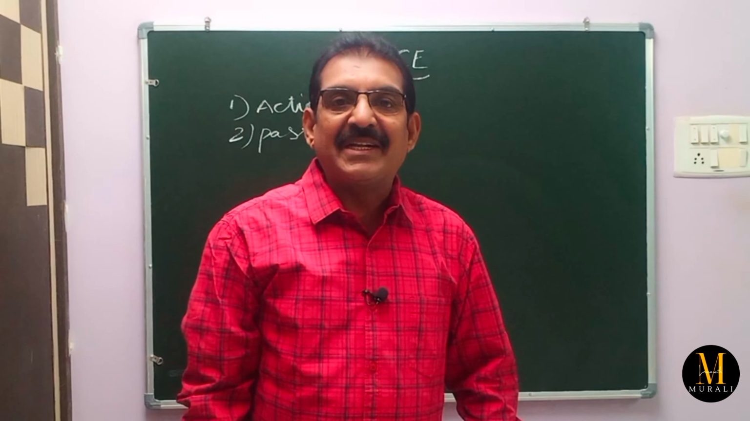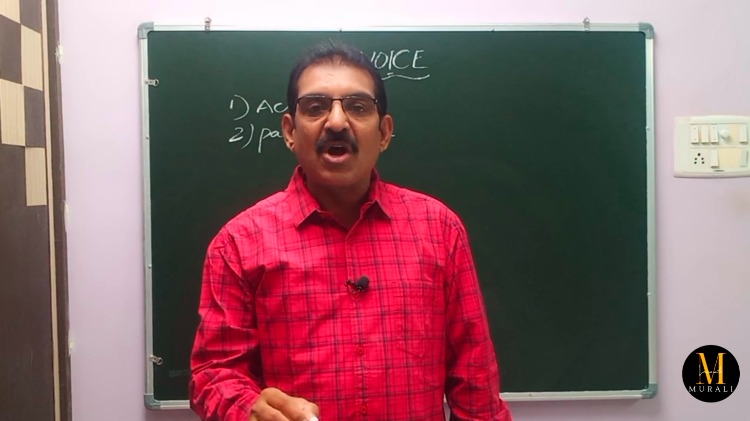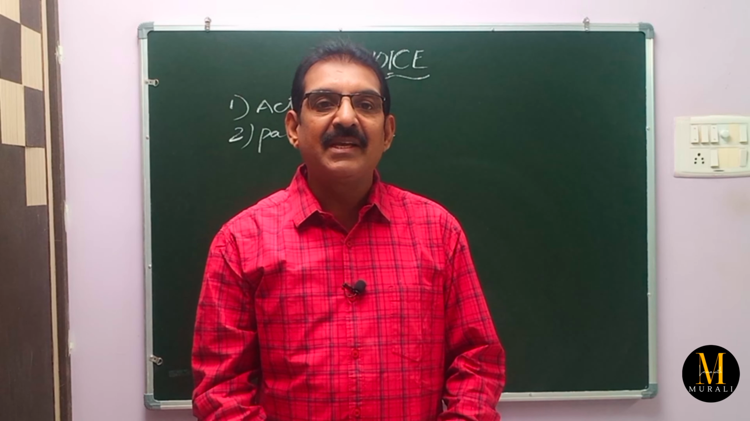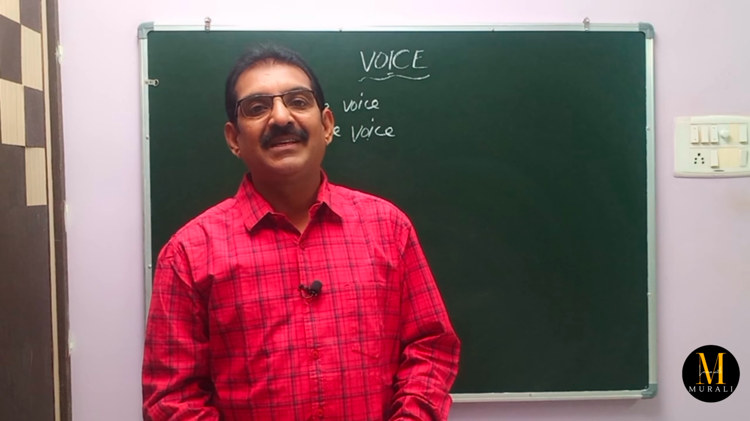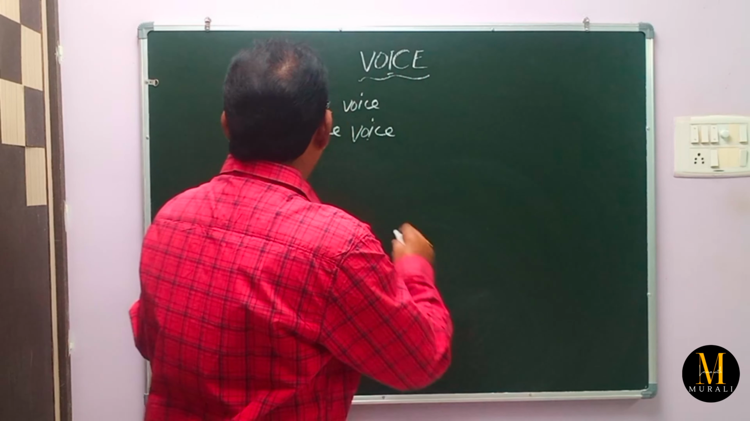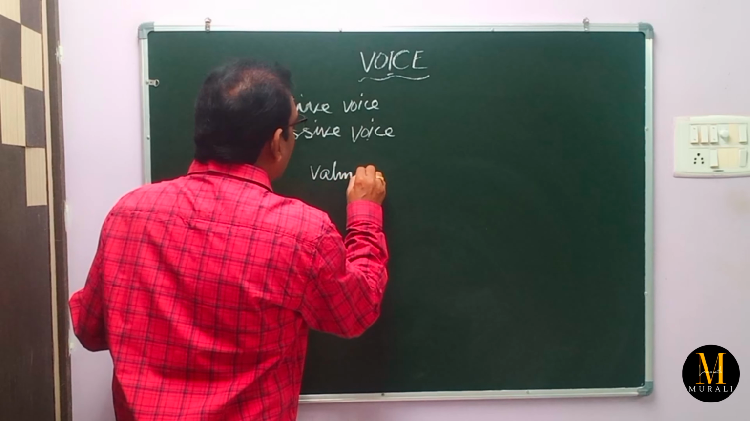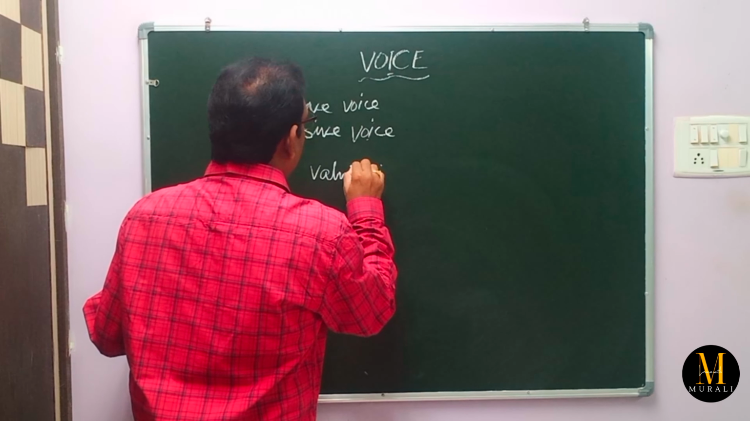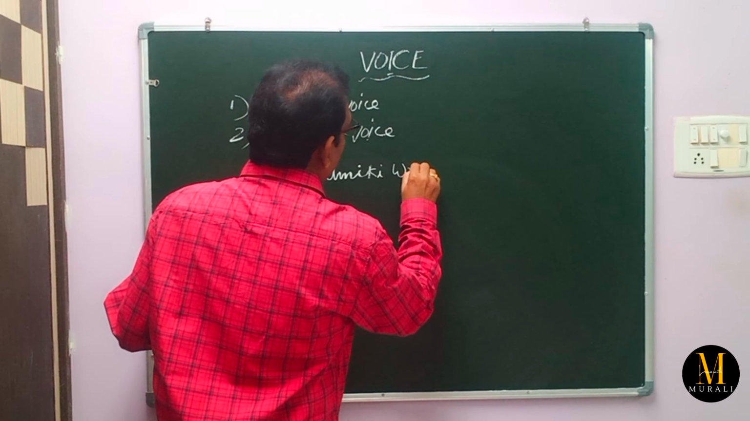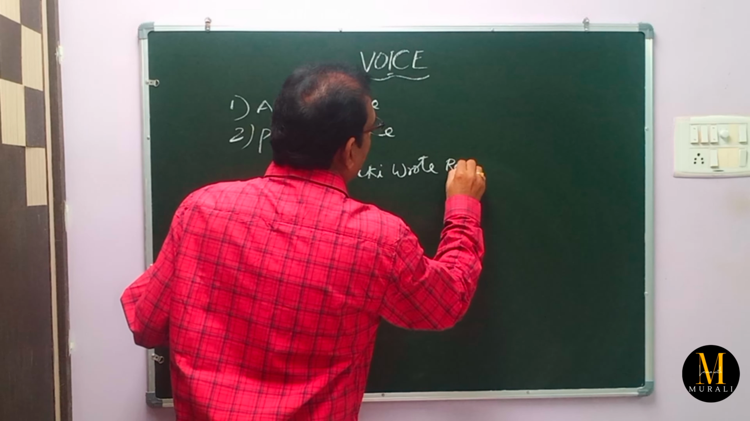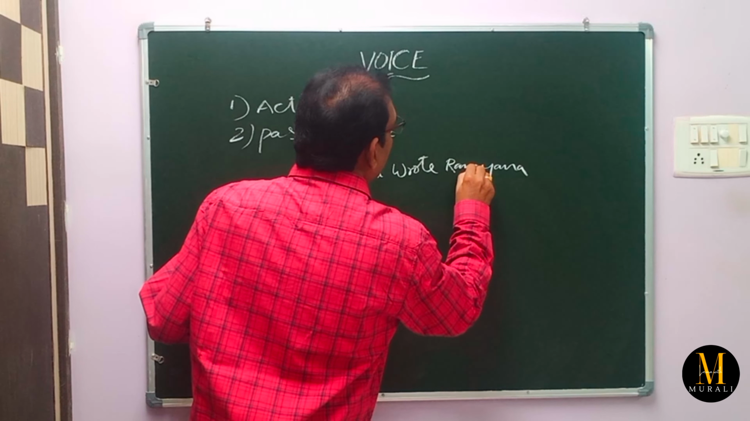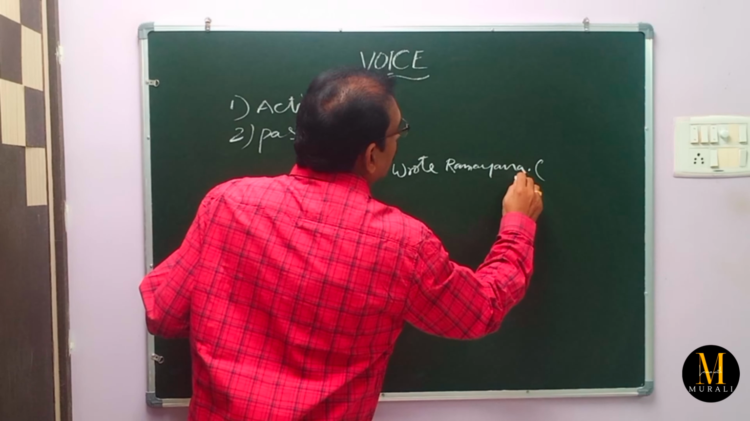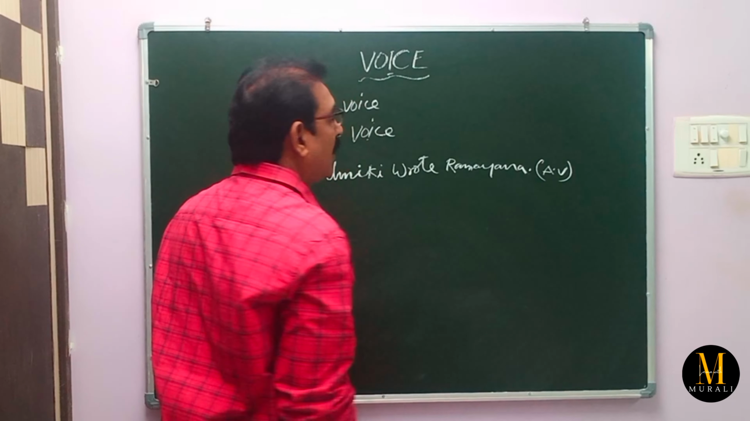What is the definition of active voice? A sentence that starts with the subject is called active voice. A sentence that starts with the object is called passive voice. For example, Valmiki wrote Ramayana. Here, this is active voice.